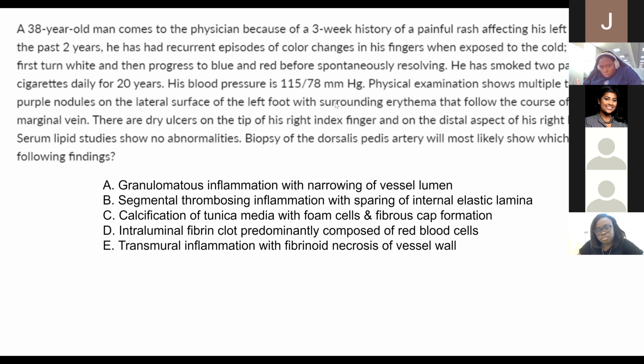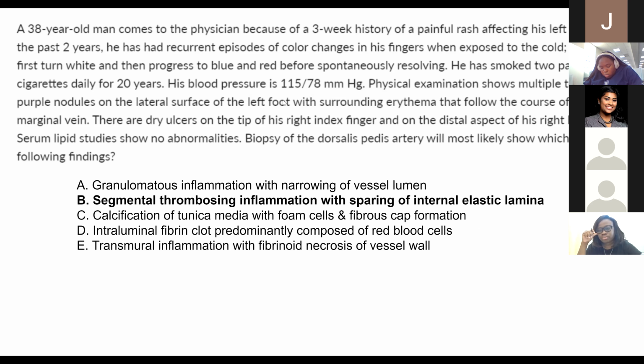Another thing with polyarteritis nodosa, that one needs renal involvement, so you need to have hypertension. If your renals are messed up, you're going to be hypertensive. Also he had Raynaud phenomenon, and polyarteritis nodosa is not associated with Raynaud's, right? That's more your Takayasu and your Buerger's disease. Keep that in mind. Good job, guys.